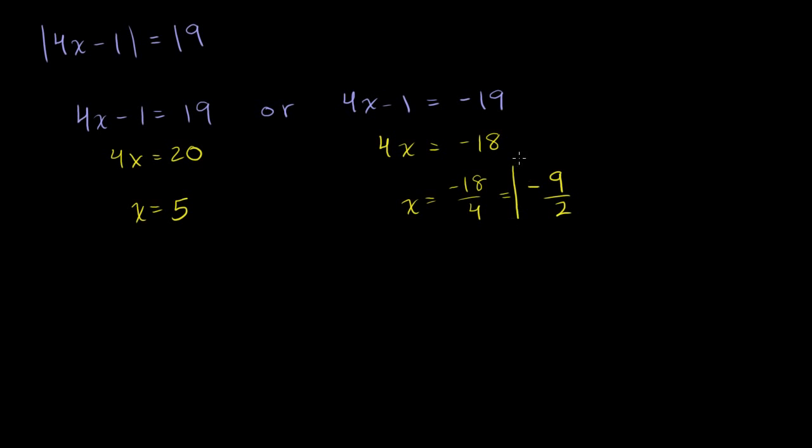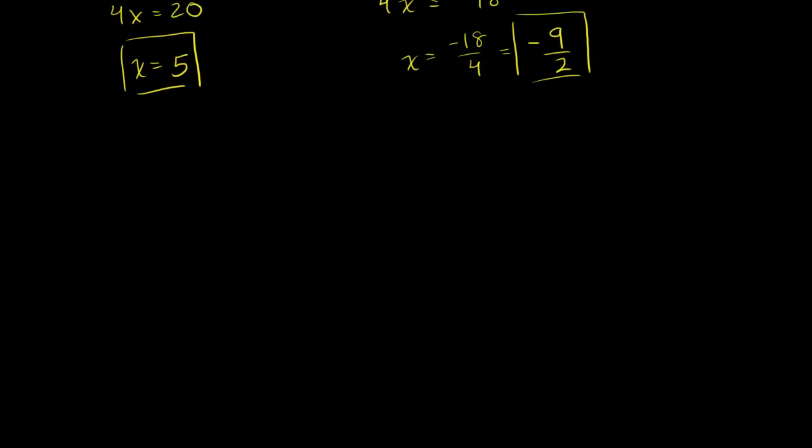So both of these x values satisfy the equation. Try it out. Negative 9 halves times 4 will become a negative 18. Negative 18 minus 1 is negative 19. Take the absolute value, you get 19. You put a 5 here. 4 times 5 is 20, minus 1 is positive 19. So you take the absolute value. Once again, you'll get a 19.